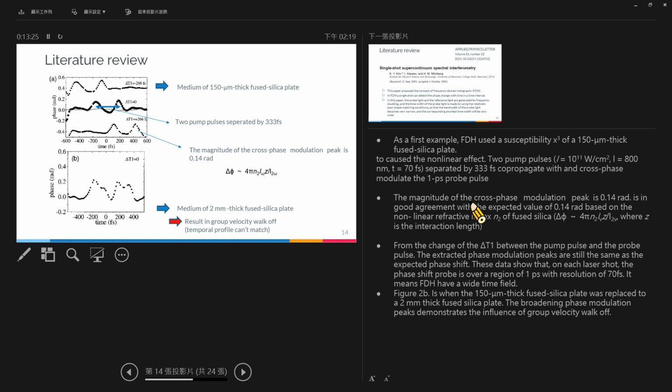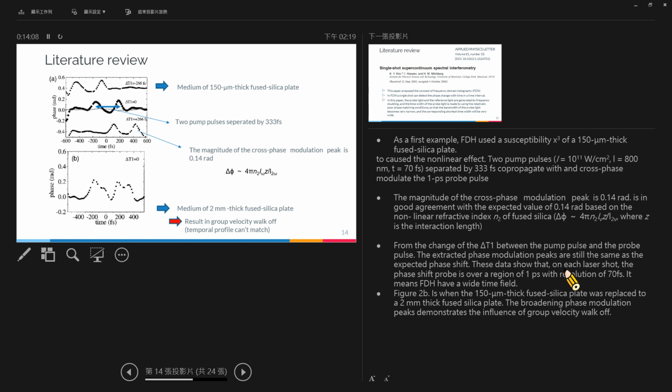Okay, and for different delta T1, we have minus 266 femtosecond, 0 femtosecond, and also positive 266 femtosecond. You can see the magnitude of the cross phase modulation peak is still the same as the expected radian. It means that this data shows that on each laser shot, the phase shift probe is over a region of 1 picosecond with a resolution of 70 femtosecond. It means FDH has a wide time range over here.